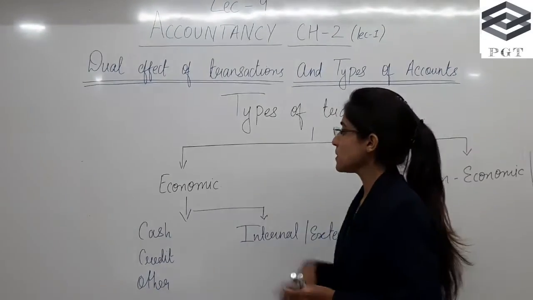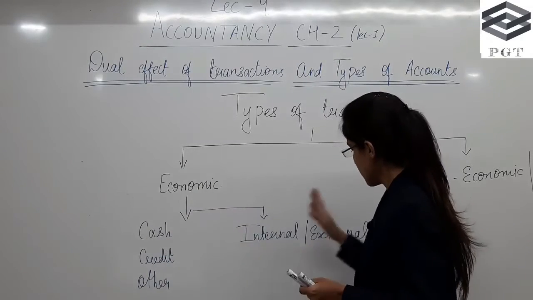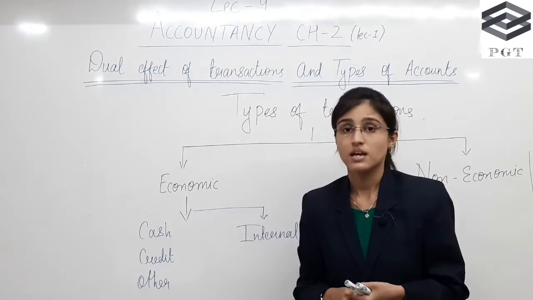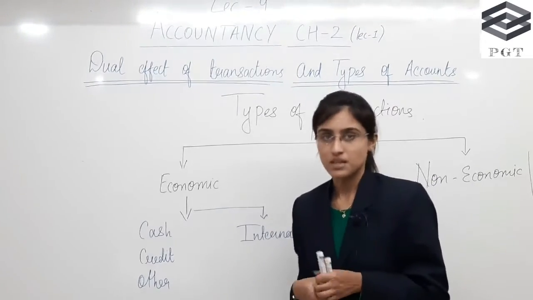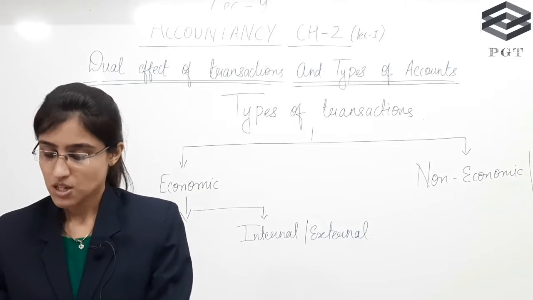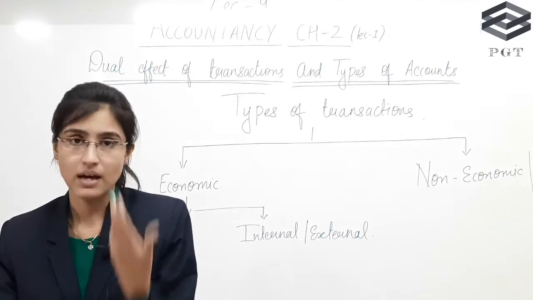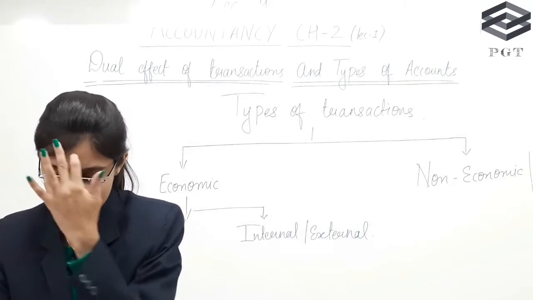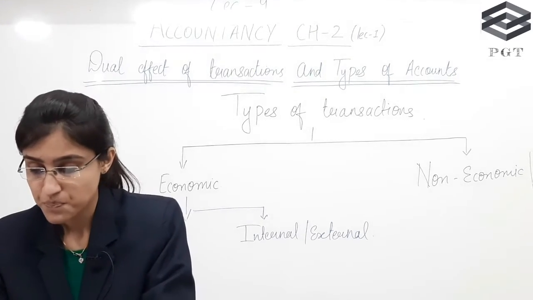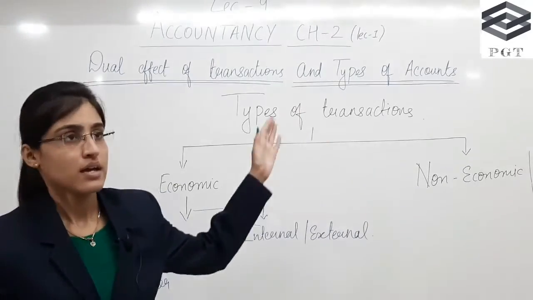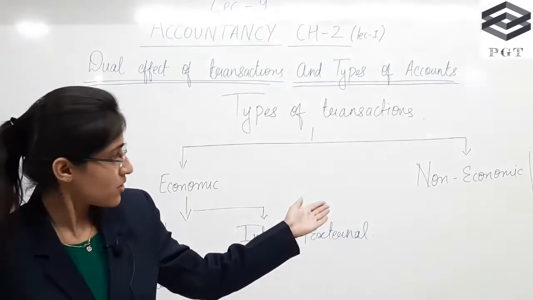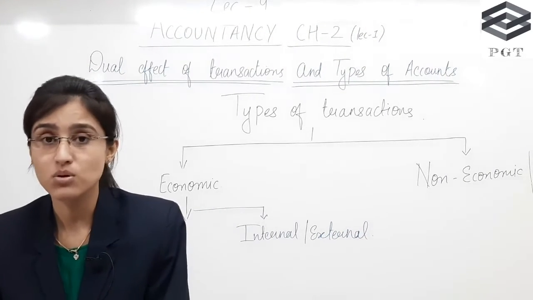So now we know the meaning of economic transaction, but we are yet to study the types of economic transactions in detail. So we'll start with the same one by one. Please pay attention in your textbook, on page number 25. I hope you have your textbook with you. There is a chart that I have prepared on the board about business transaction and economic transaction, non-economic transaction, cash transaction, credit transaction, and other transactions, internal transactions, external transactions. Then you have non-economic transaction, which is not recorded in the books of accounts.